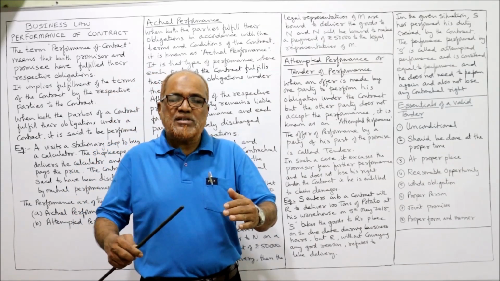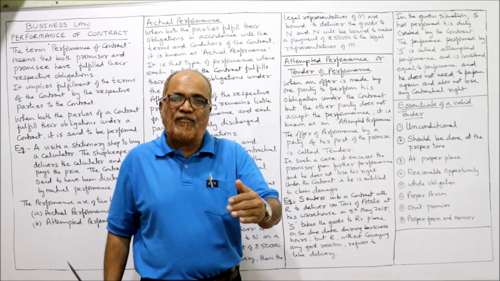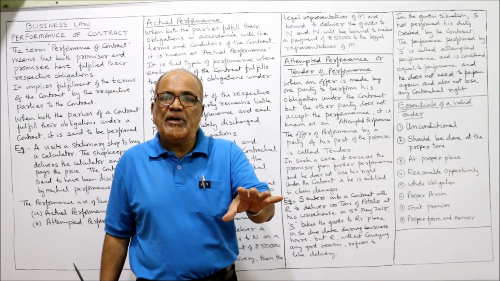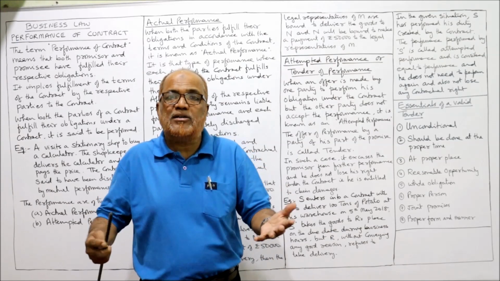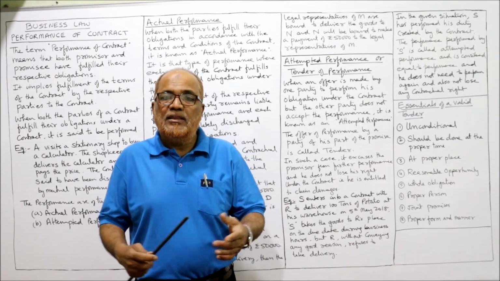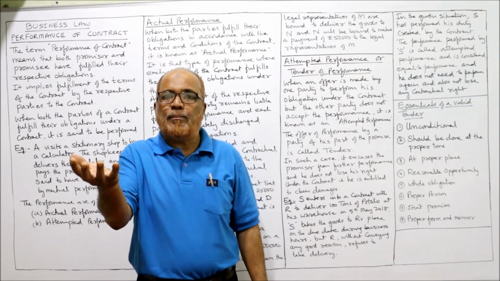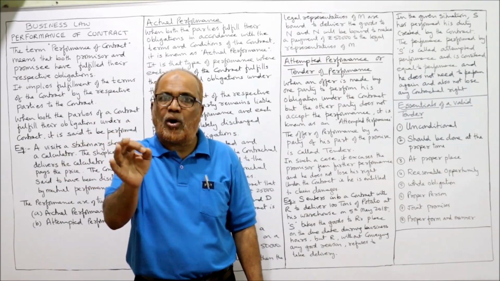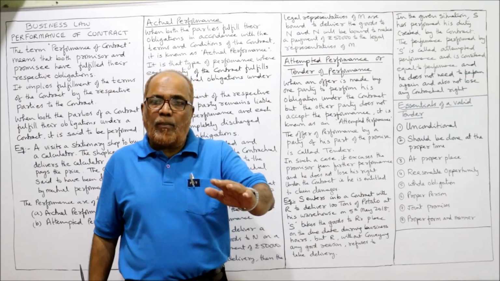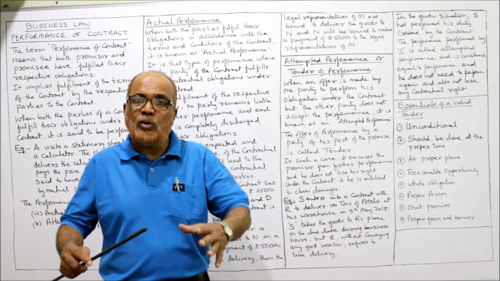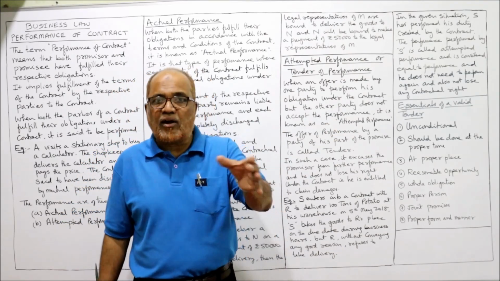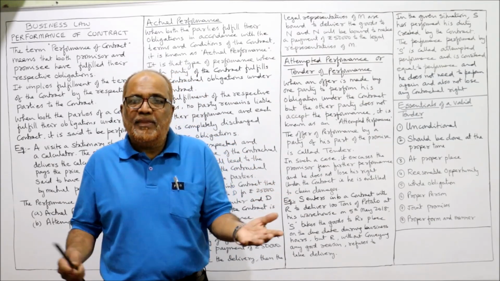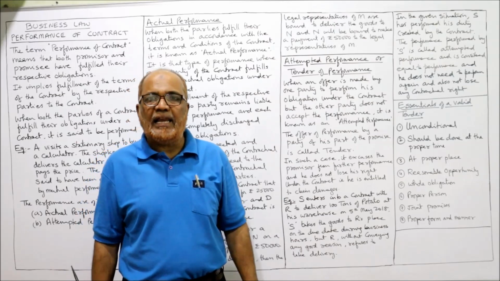When the performance is being completed by the offerer, that means the promiser, a reasonable opportunity should be given to the promisee to inspect the goods, to see whether the promise completed by the promiser is according to the agreement or not. If a reasonable opportunity is not given, then the tender will be invalid.